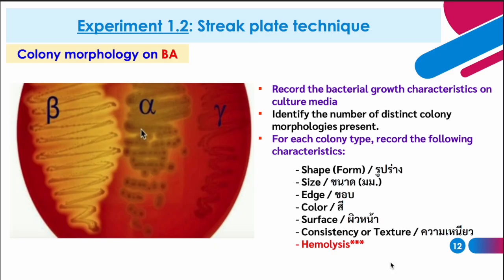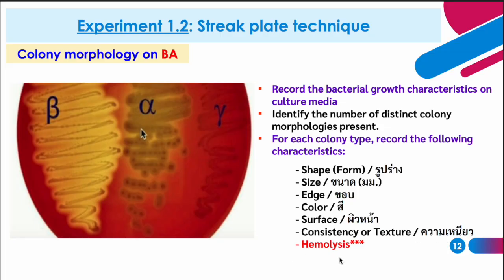And also for experiment 2, the streak plate technique, you're given the blood agar one, and you can see the bacterial growth characteristics on the culture media. You need to identify the number of distinct colony morphologies present in the blood agar. And for each colony type, you have to record the following characteristics: shape, form, size, edge, color, surface, and consistency or texture.